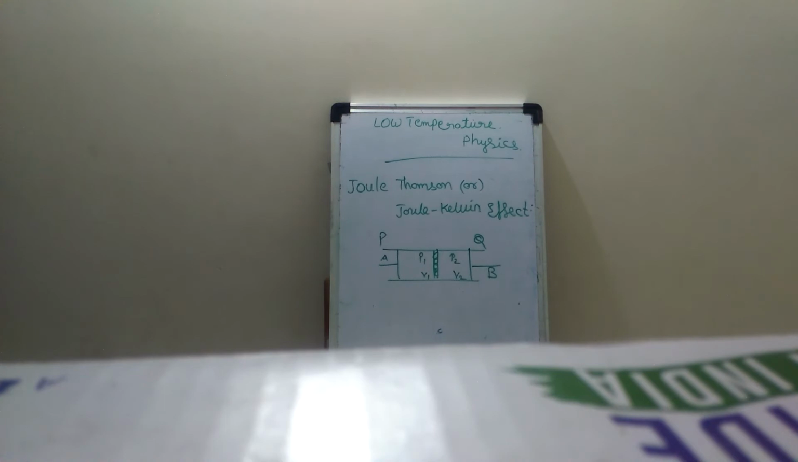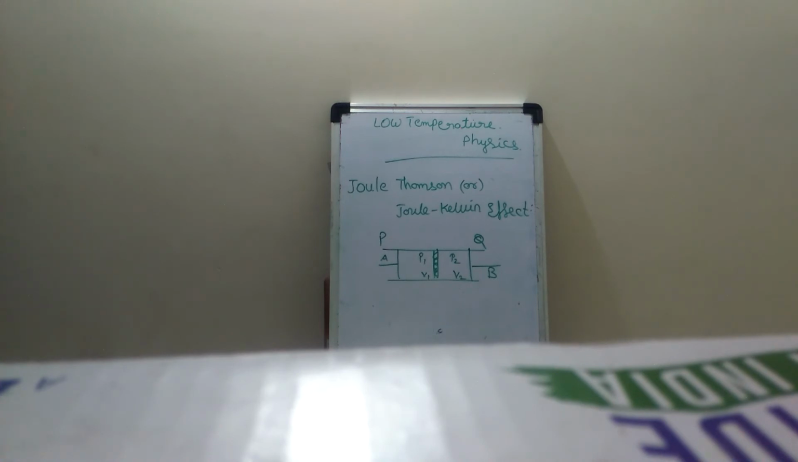The gas is compressed to a high pressure P1 on one side. The gas then passes through the porous plug to the other side, where there is a constant lower pressure P2. When the compressed gas molecules come to the lower pressure side after passing through the porous plug, they are drawn apart and hence suffer a change in temperature. The change in temperature is called the Joule Thompson effect.